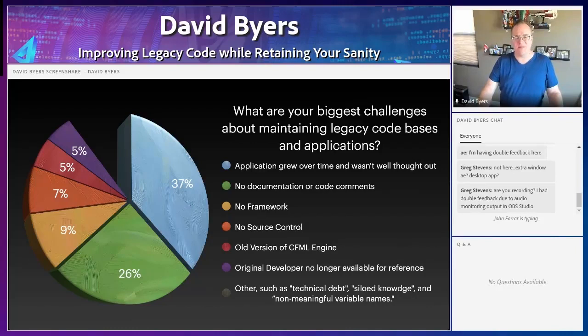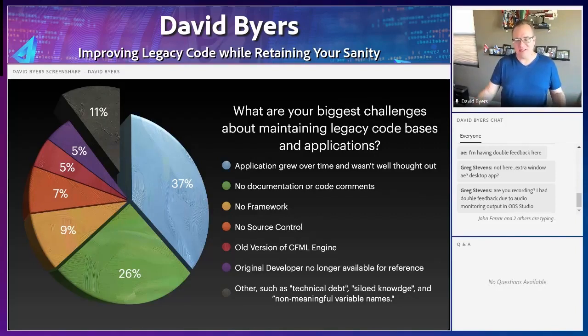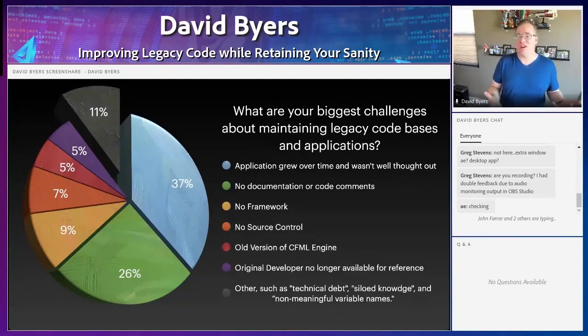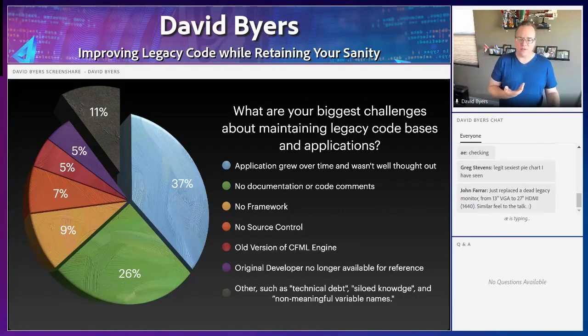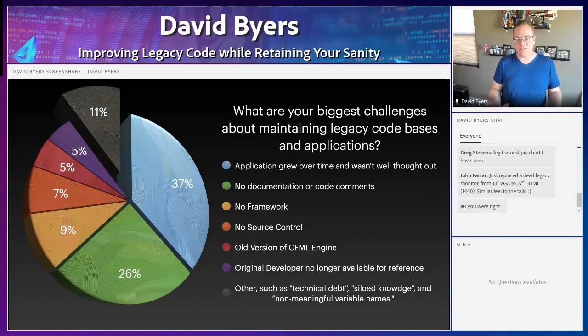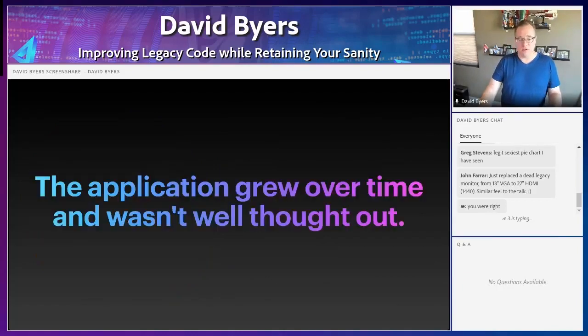The rest of the responses, 11%, I'm going to lump into a category called Other, because it just contains some less popular one-off responses like technical debt or siloed knowledge or non-meaningful variable names. All valid frustrations. However, if you look at the fact that the second, third, and fourth most popular answers, no documentation or code comments, no framework, no source control, all cater to the same kind of issue, then the top 4 answers represent just under 80% of the biggest challenges to maintaining a legacy application. So I'm going to focus my effort on those.